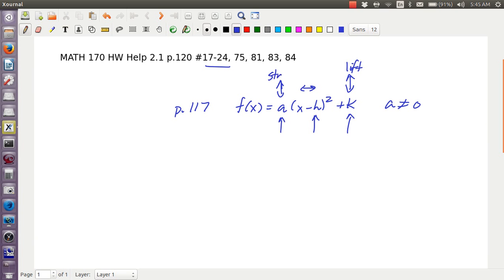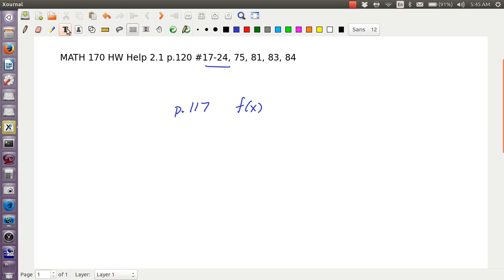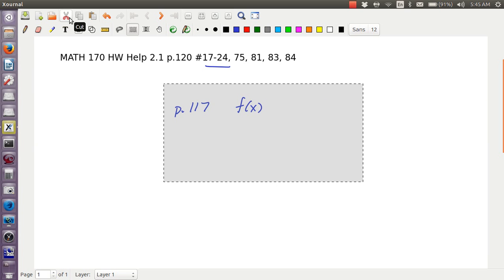Okay, that's what the book means when they say standard parabola form. So that's the first thing, to get the definition right.